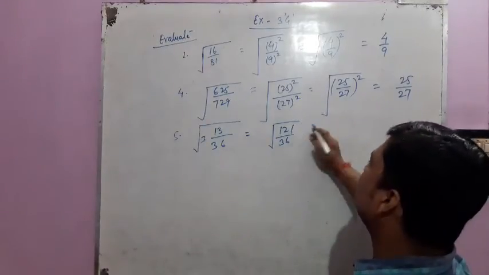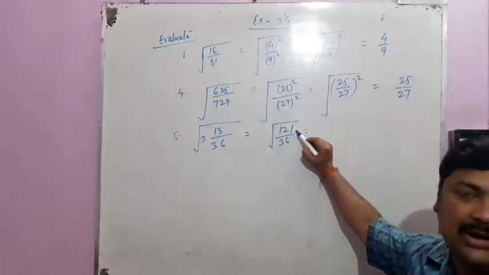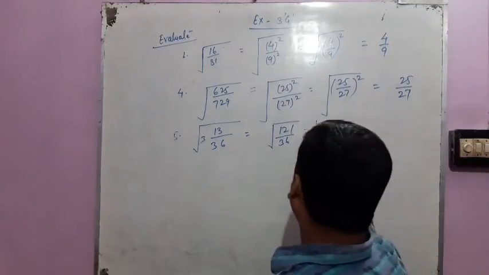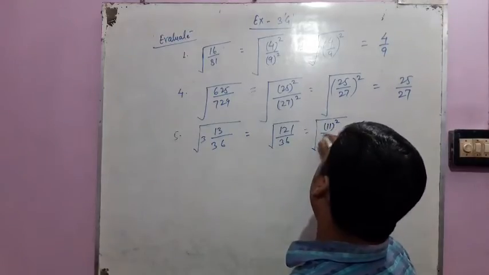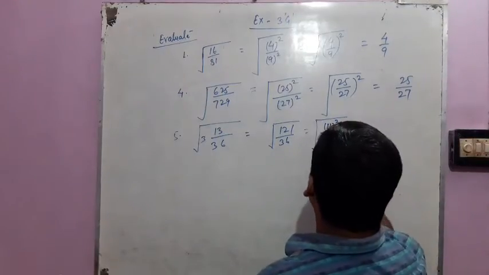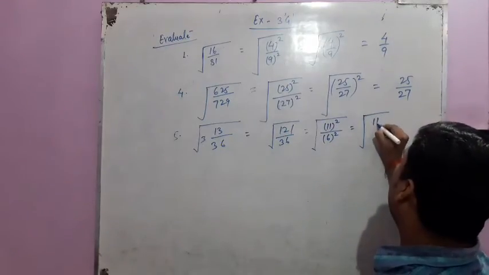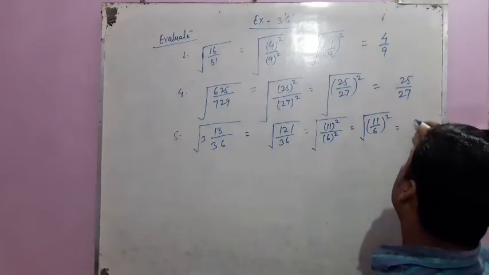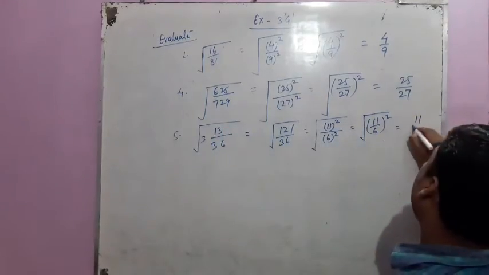Now you have to express 121 by 36 in the form of a square. As we know, 121 is the square of 11 and 36 is the square of 6. So 121 you can write as the square of 11, and 36 as the square of 6. So you can also write 11 by 6 whole square. So the square root of 3 whole 13 by 36 is 11 by 6.